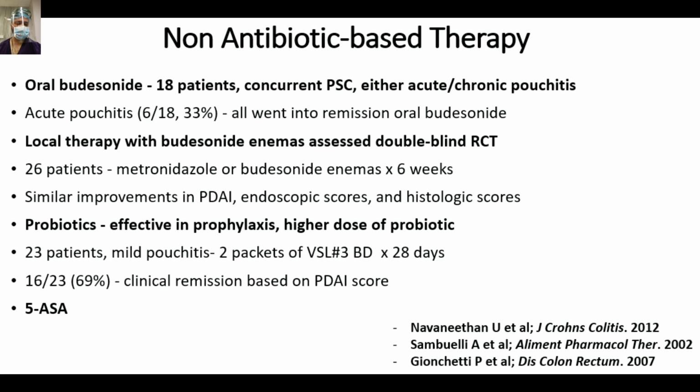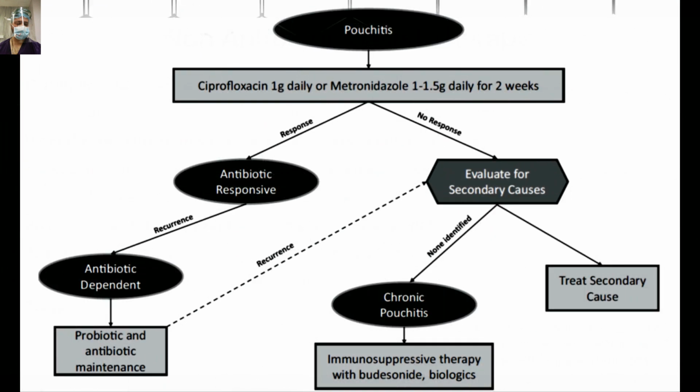So if we are choosing an enema, then we should go for metronidazole because of the lesser side effects. Again, the combination of probiotics we have to maintain as a prophylaxis to avoid the recurrence, and high dose of probiotic, like in this study in which they used 2 packets of VSL BD for 28 days, and clinical remission was achieved in 69% of the patients. This is one good algorithm for treatment for these patients of acute pouchitis.